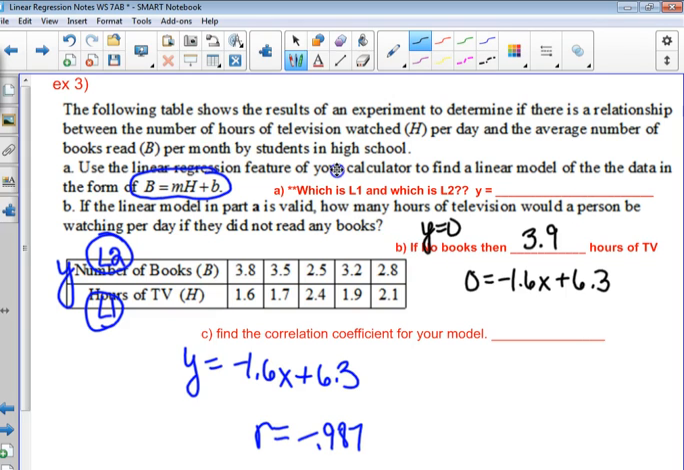You need to be working on worksheet 8 tonight, okay? Linear regressions are on worksheet 8.